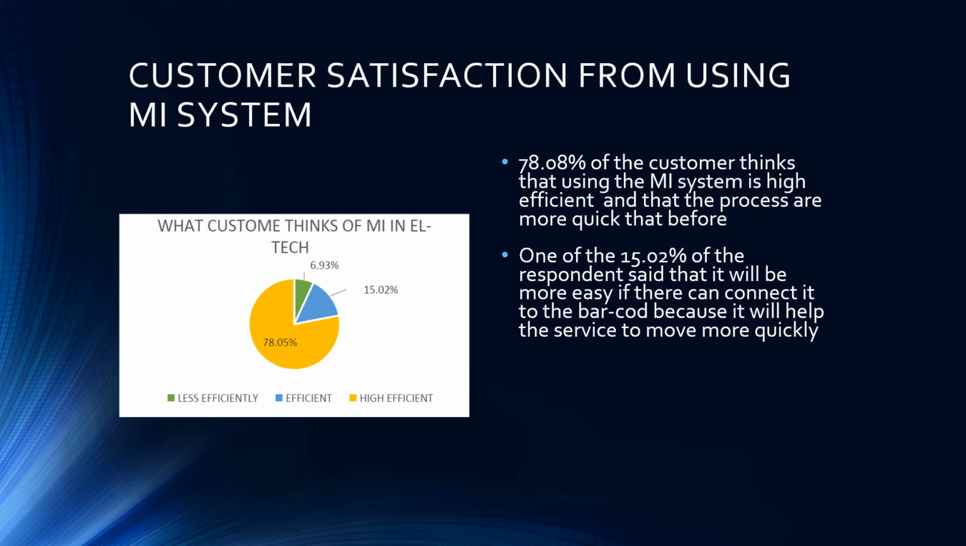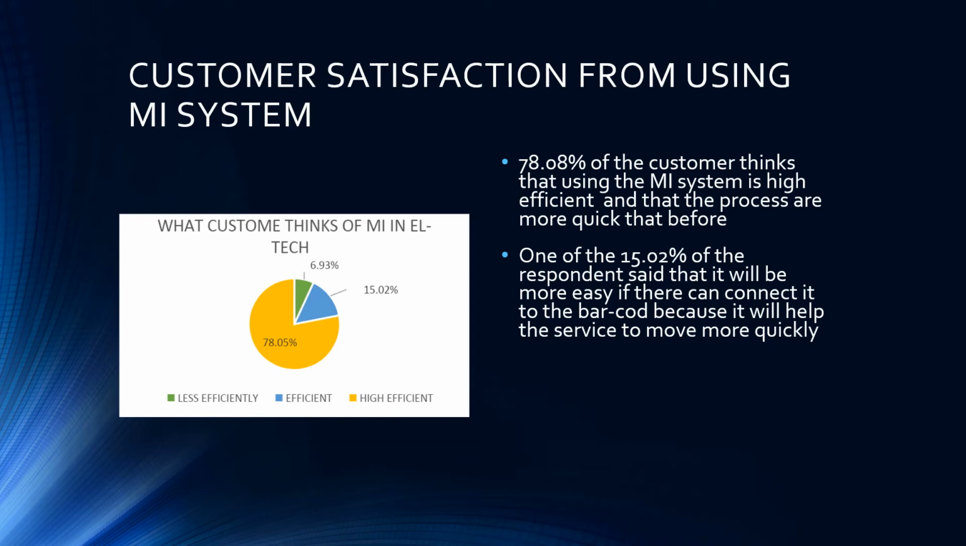So 8% of the customers think that using the MI system is highly efficient and that the process is quicker than before. Apart from that, others say that the information is well kept. If you lose your receipt, you can go back and you just have to remember the time that you bought the product. Then you can be issued a copy of the receipt that you lost, which was a good thing, and which was the benefit of saving the information of the customer using the Microinvest system.